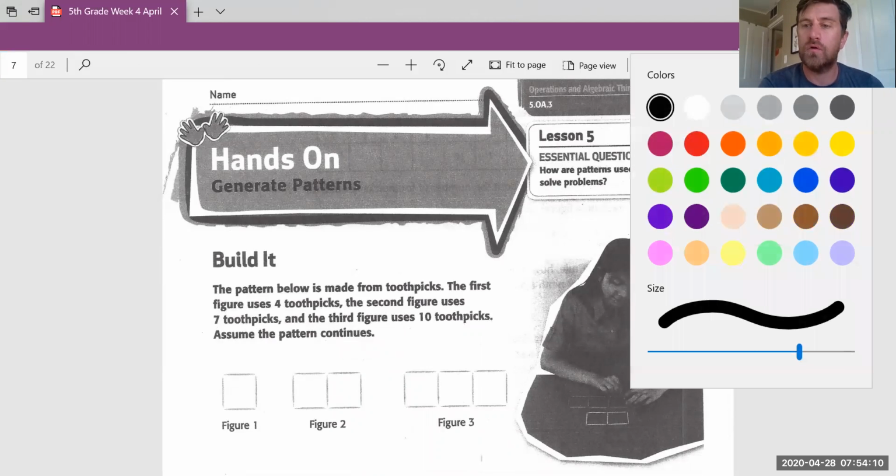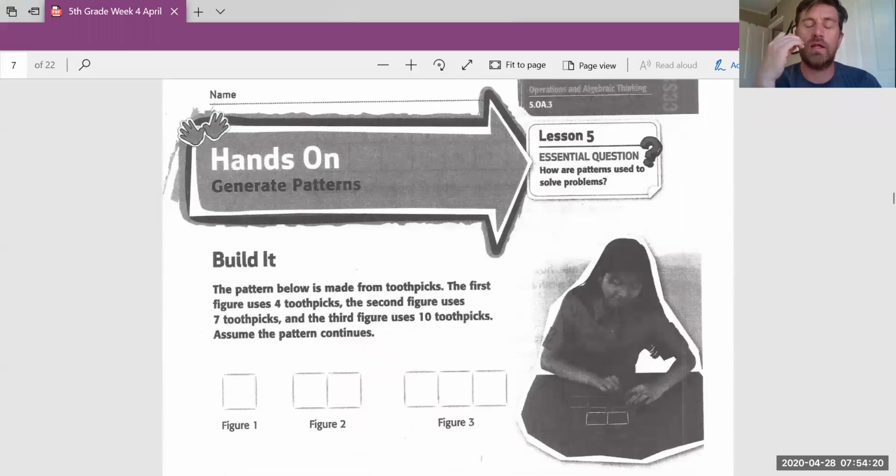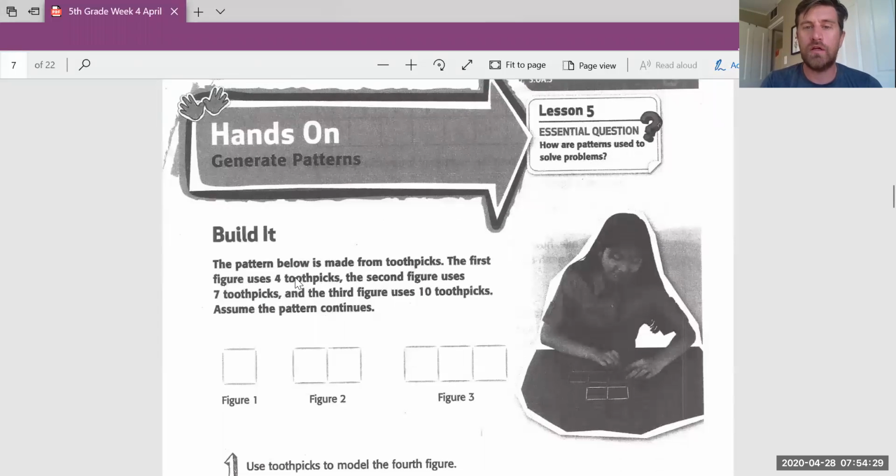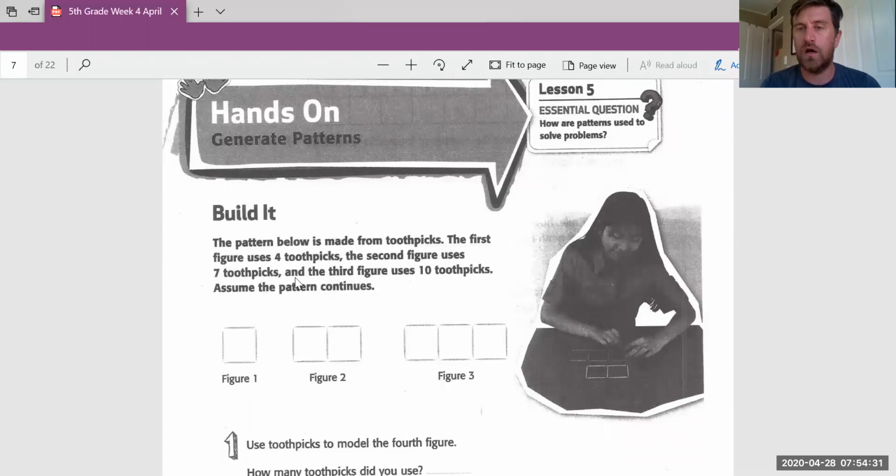Today we are going to focus on generating patterns. Last week we were looking at making expressions. Today we're going to look at how you make them and where these patterns come from that we see so much. So they're saying if you have toothpicks, great. If not, I'm going to use this stylus and move it around and get really, really colorful today. So I look forward to this one.